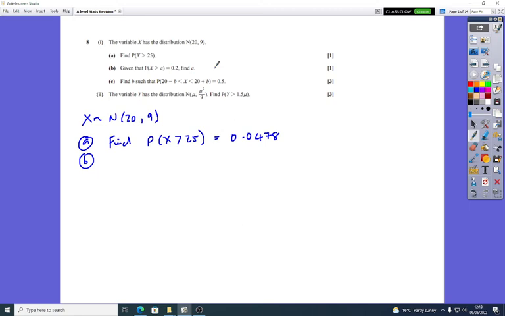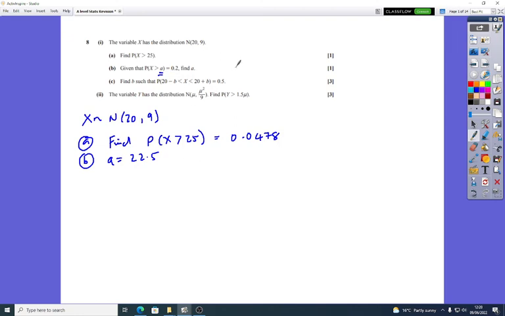So if we go into 7, inverse probability, put the area 0.8, put in the standard deviation, which will be 3, the square root of 9, and the mean is 20. And yes, you'll have to put 0.8, so you'll get an answer: this A has to be greater than 22.5.